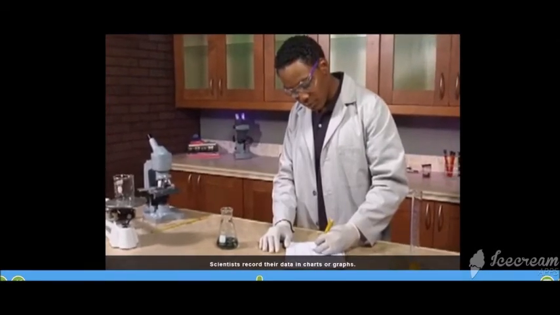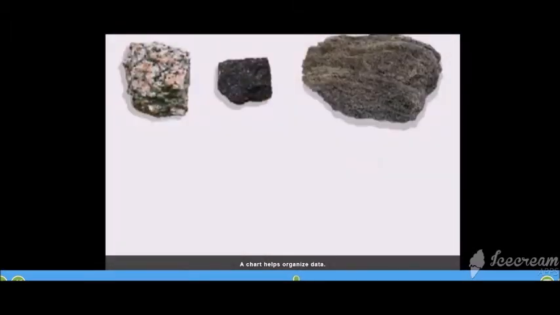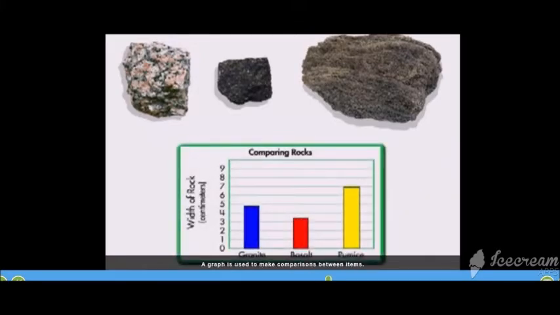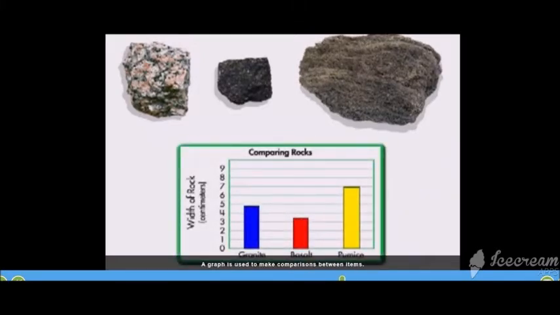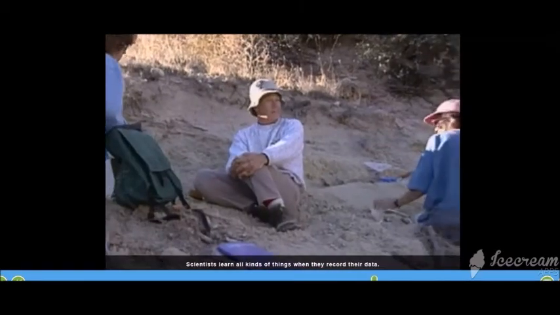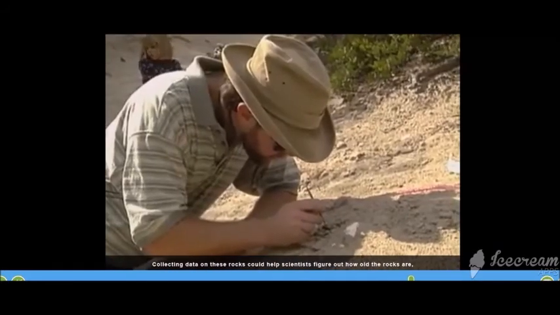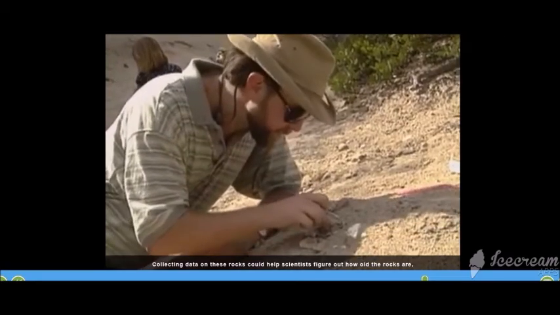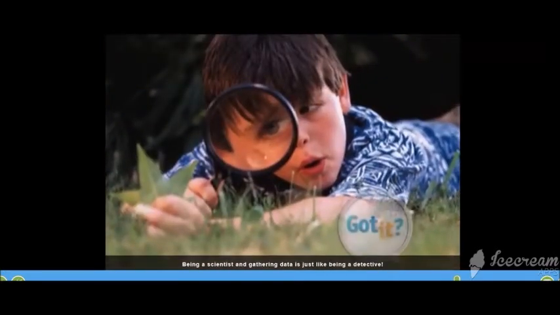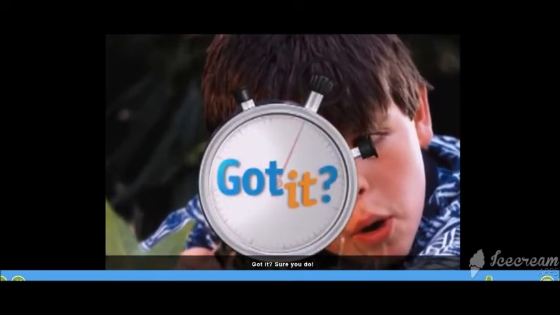Scientists record their data in charts or graphs. A chart helps organize data. This chart is used to record how wide the rocks are. A graph is used to make comparisons between items. This graph will help scientists figure out which rock is bigger. Scientists learn all kinds of things when they record their data. Collecting data on these rocks could help scientists figure out how old the rocks are, or even where they came from. Being a scientist and gathering data is just like being a detective. Got it? Sure you do.